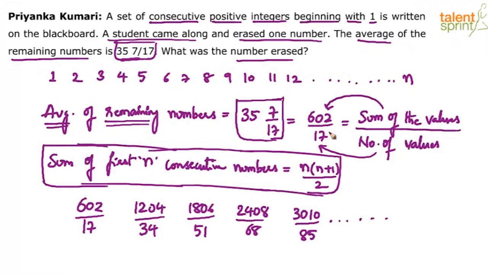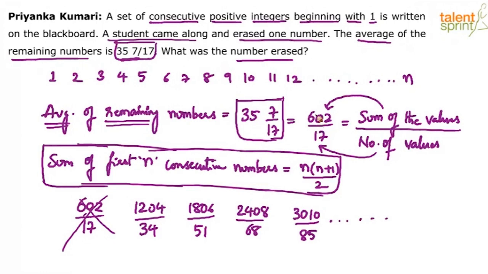But if I consider 17 numbers to be remaining, originally there were 18 numbers. What is the sum of the first 18 numbers? It will be 18 into 19 by 2. 18 into 19 by 2, or if you take 17 numbers, 17 into 18 by 2, is nowhere close to 602. So I can discard 602 by 17 now.